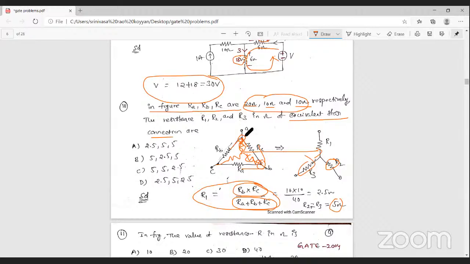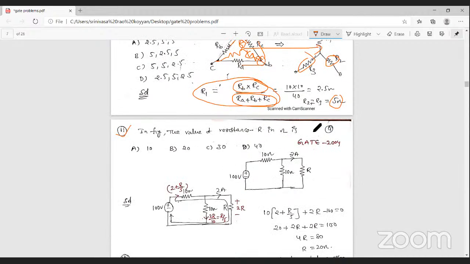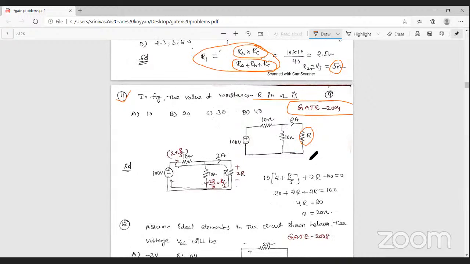So next one is problem number 11. Here, asked in 2004. So in the figure, what is the resistance value R? From the figure, the current value is given, that is 2 amperes. This 2 amperes current is entering here. Then what is the voltage? That is 2R voltage at present.